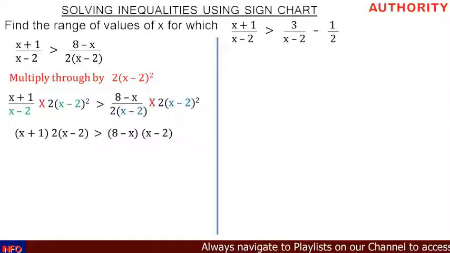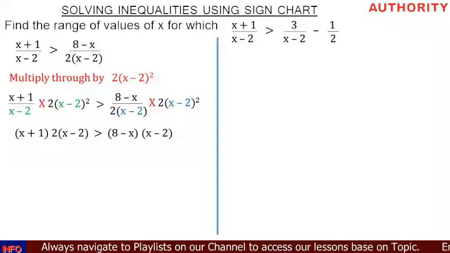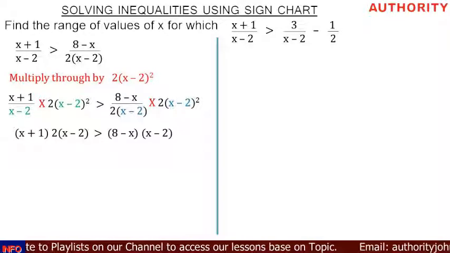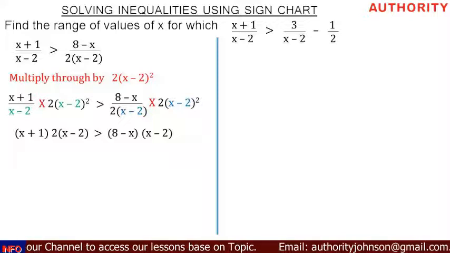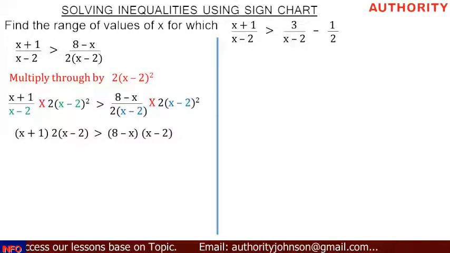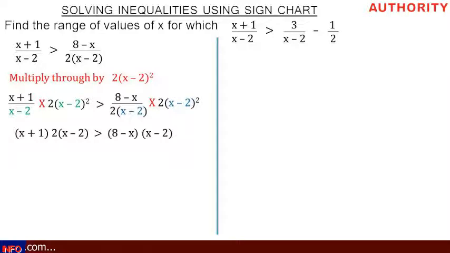On our left hand side, we have (x + 1) in bracket, and then 2(x - 2). This (x - 2) is squared, so we just cancelled one. Greater than, on our right hand side, we have (8 - x) in bracket, and then (x - 2). The 2 cancels 2 out, and this (x - 2) is squared, so one is cancelled out, remaining one. So we have (x + 1) times 2(x - 2) greater than (8 - x) times (x - 2).